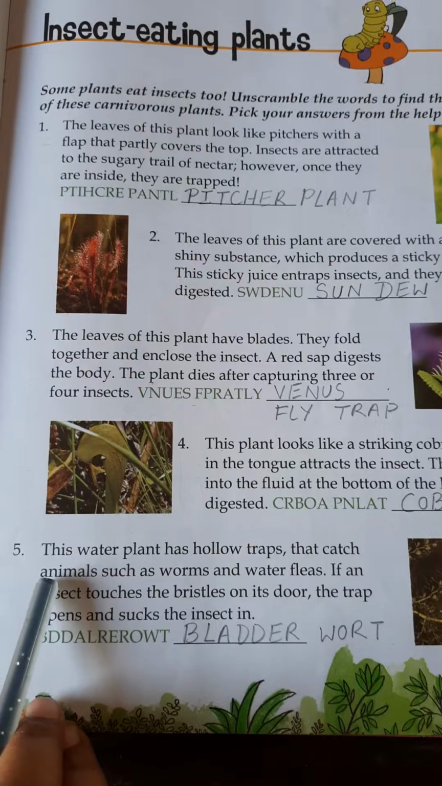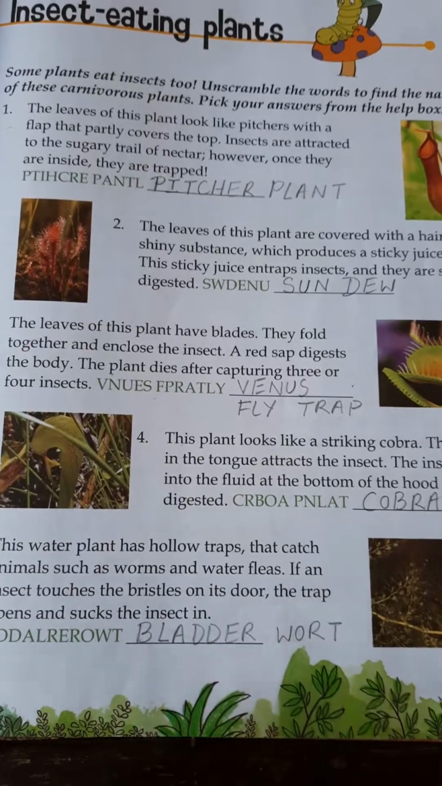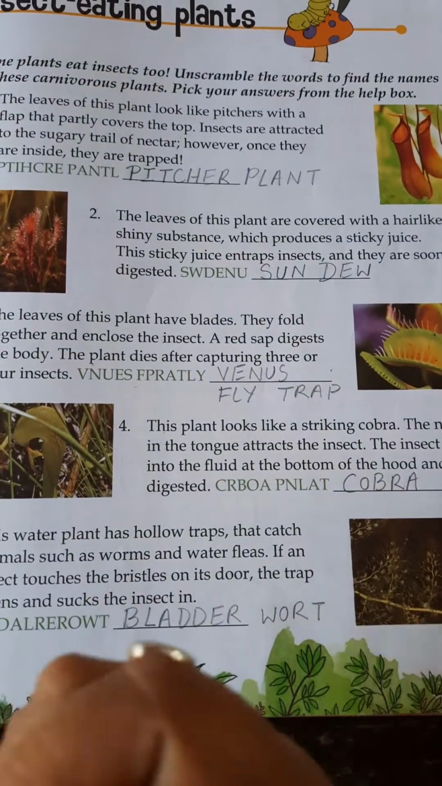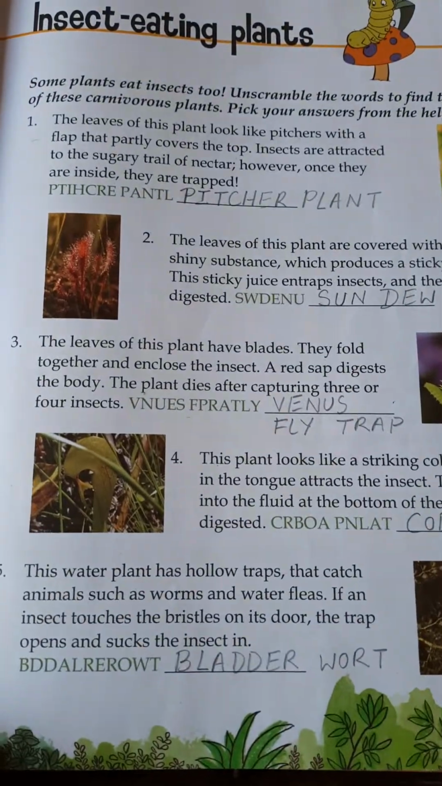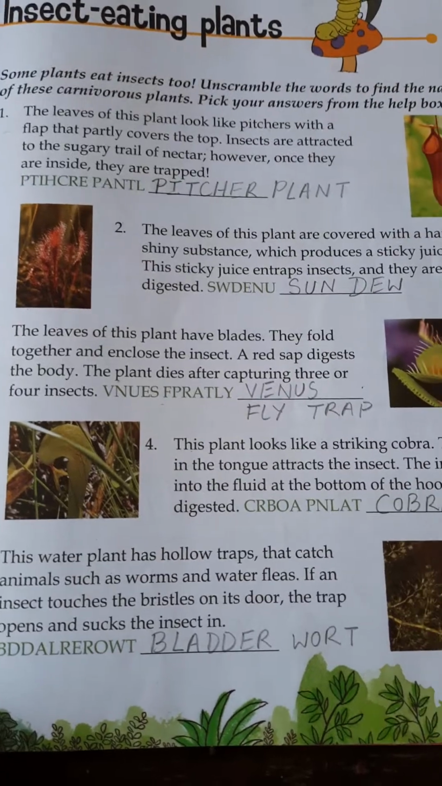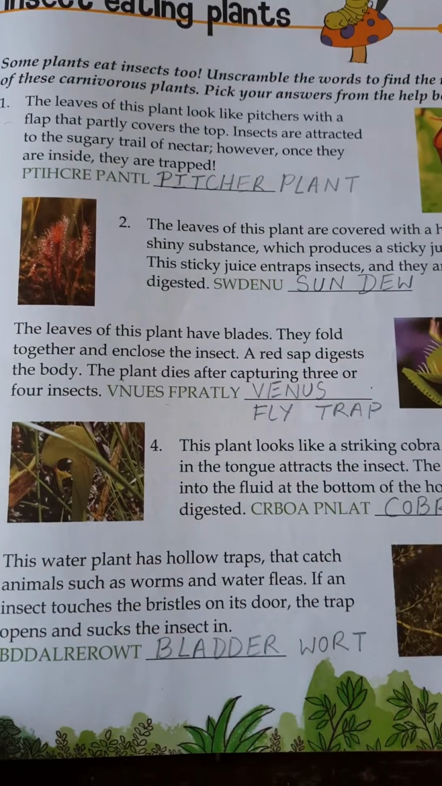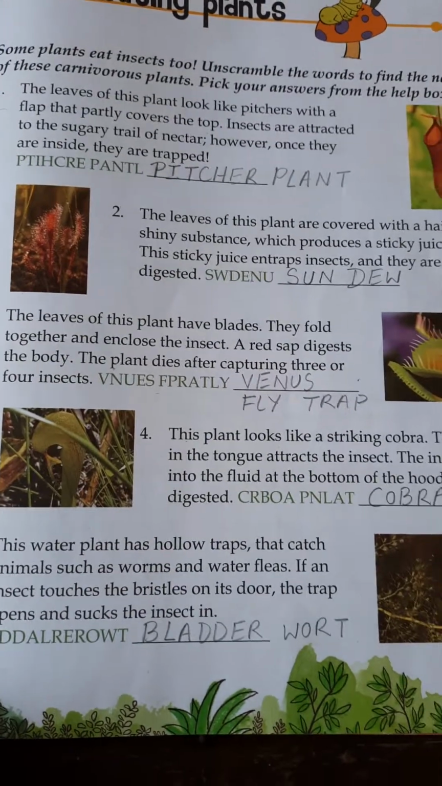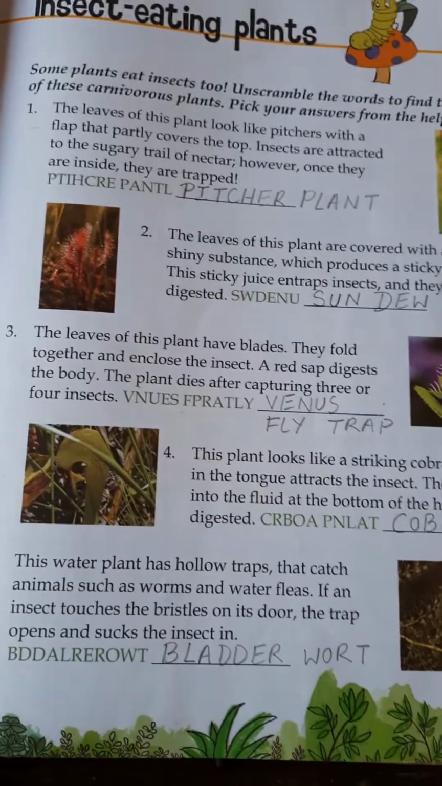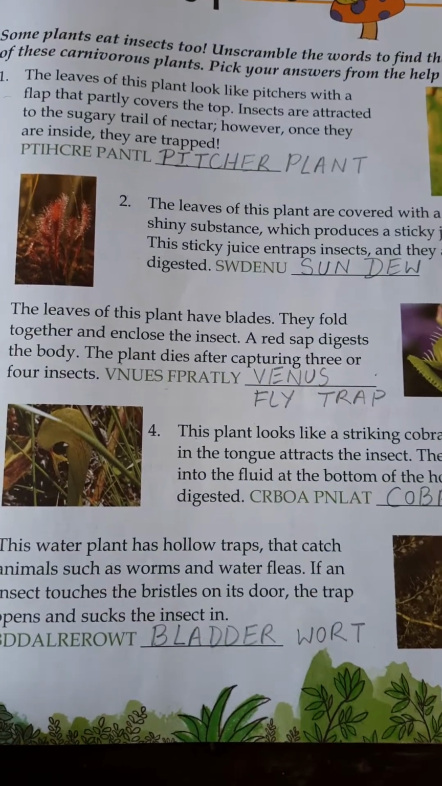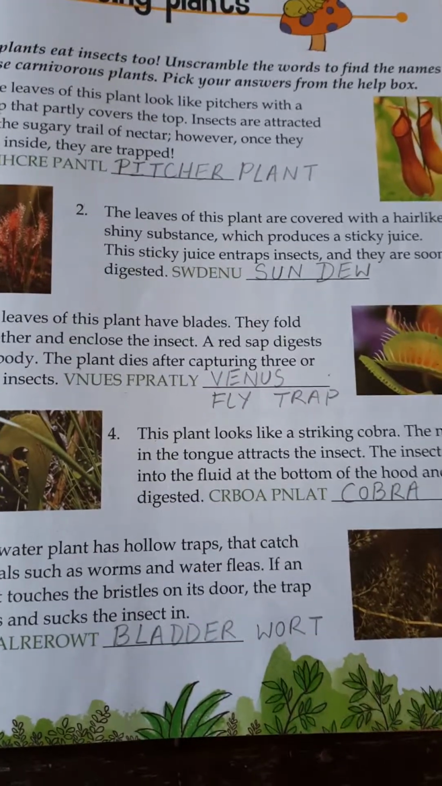Fifth one, this water plant has hollow traps. This is a water plant present in water. Hollow traps means that it is not filled up. That means it is not solid. It's a pipe type of thing which is hollow in the middle, that catches animals such as worms and water fleas. That means not only small ants, it catches worms as well. If an insect touches the bristles on its door, bristles, that means the small thorn type of things which are present over here, if any insect touches this, the trap opens and sucks the insect in. Slowly the insect gets inside.